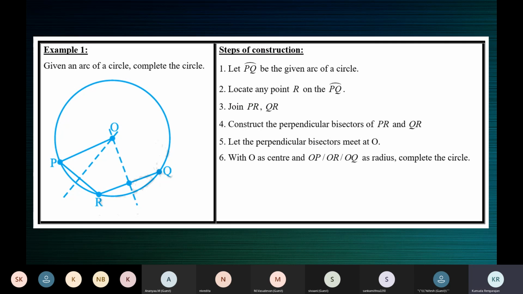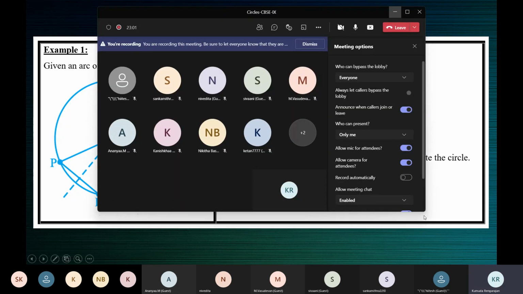All right. Example 1, NCERT. Given an arc of a circle, complete the circle.